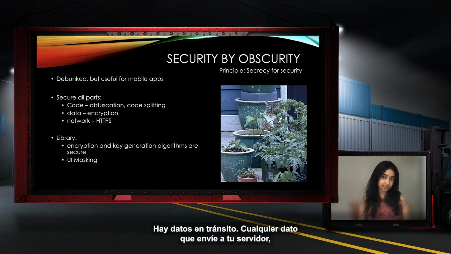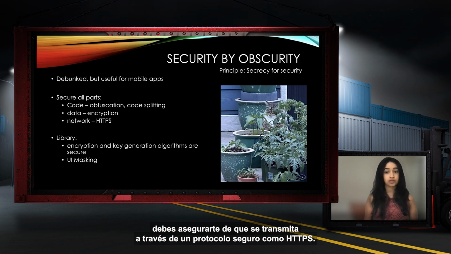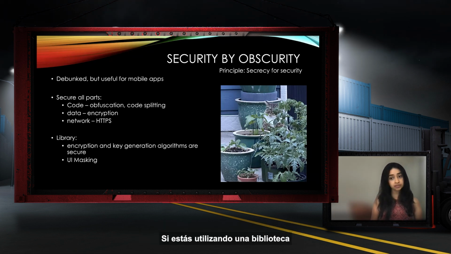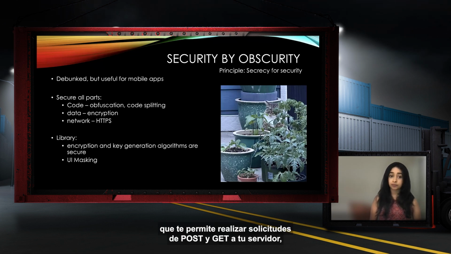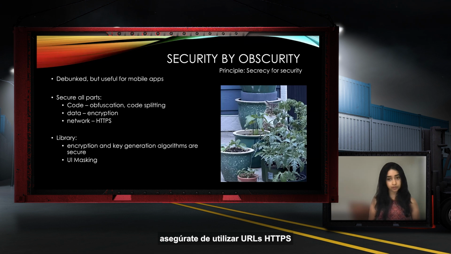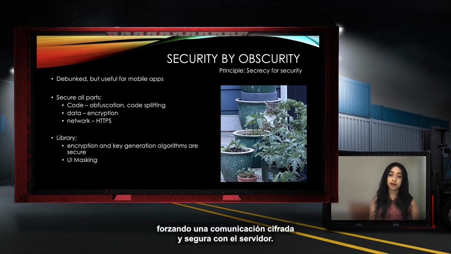Now let's talk about data that is on your device. There is data in transit, so any data that you send to your server, you have to ensure that it is transmitted over a secure protocol like HTTPS. So if you're using a library that allows you to make GET and POST requests to your server, ensure that you're using HTTPS URLs and that the library supports you by forcing safe encrypted communication with the server.